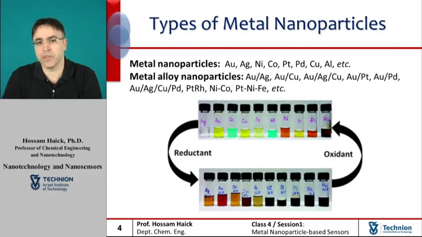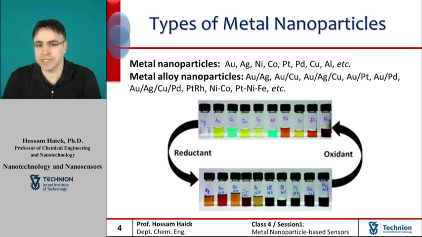Several studies have shown the ability to control the nanoparticles type, starting with cores made of pure metal such as gold, silver, nickel, cobalt, platinum, palladium, copper, aluminum, etc. Also, several studies have shown the ability to produce nanoparticles that are made from metal alloys such as a combination of gold and silver, gold and copper, gold, silver, and copper, etc., and many examples also can be found in the scientific literature.